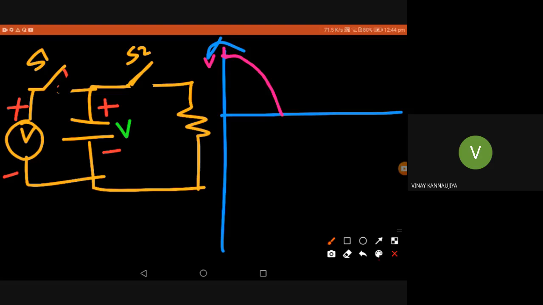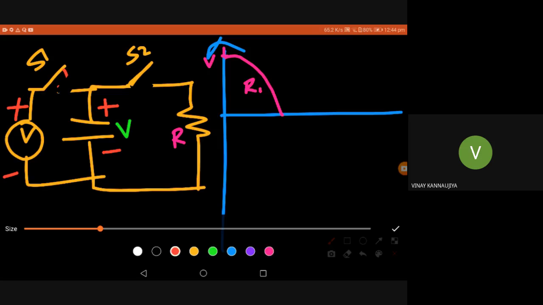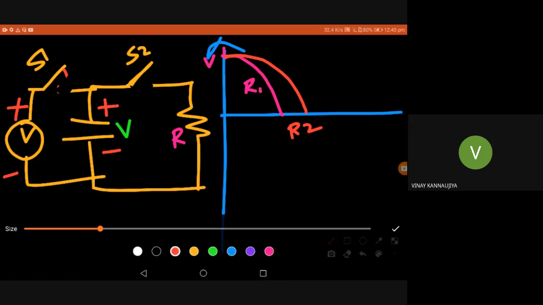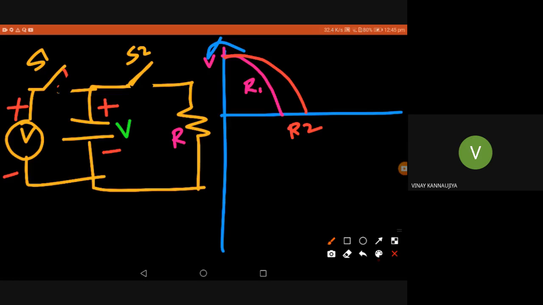Now this is for one resistance. This is R, and that has a value, so I'll call this resistance R1. Now I'm going to increase my resistance. What happens? It takes more time to discharge. This is R2. Now if I again increase the resistance, this is R3. Again I increase the resistance, R4 or something.